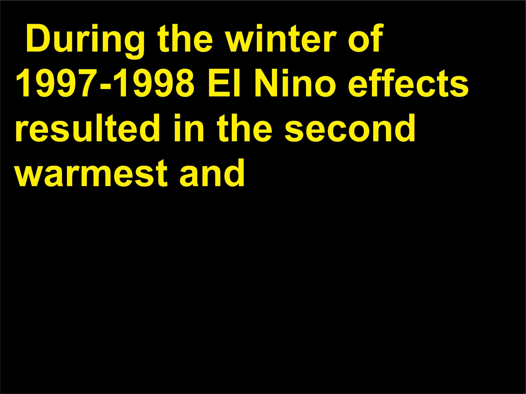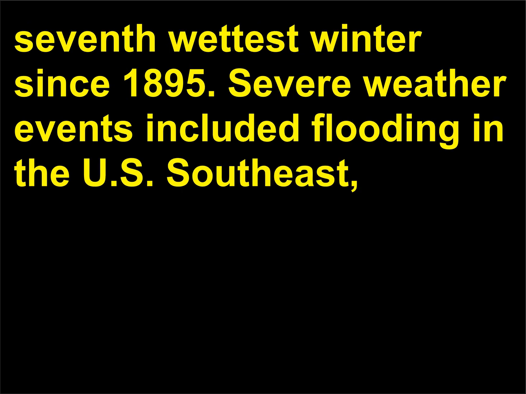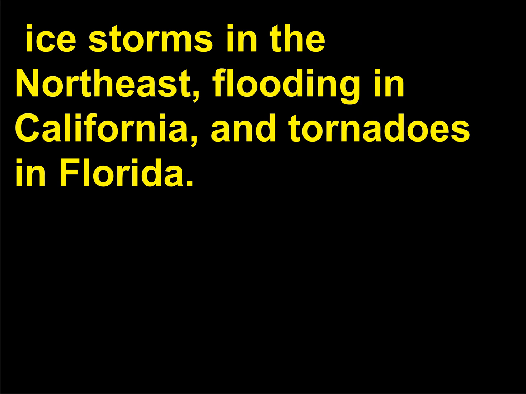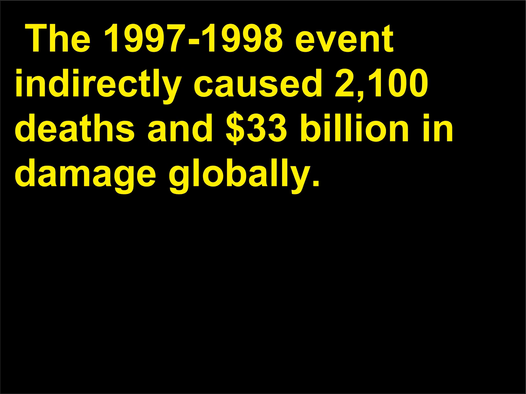During the winter of 1997 to 1998, El Niño effects resulted in the second warmest and seventh wettest winter since 1895. Severe weather events included flooding in the U.S. Southeast, ice storms in the Northeast, flooding in California, and tornadoes in Florida. The 1997 to 1998 event indirectly caused 2,100 deaths and $33 billion in damage globally.